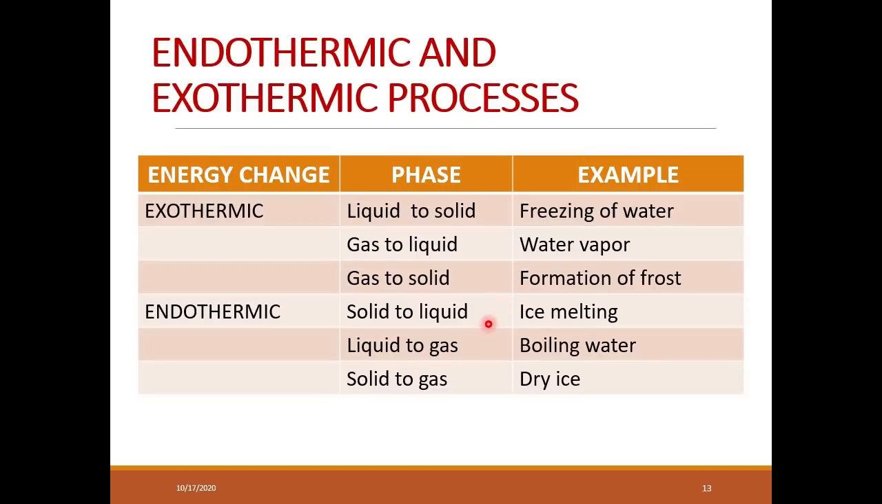Then solid to liquid, so that is ice melting. Liquid to gas, boiling water. And solid to gas is dry ice. Dry ice is a solid carbon dioxide which happens to sublimate, or turn to gas, at a chilly negative 78.5 degrees Celsius under normal atmospheric pressure of 1 atmosphere. Because of this, it is useful as a coolant.